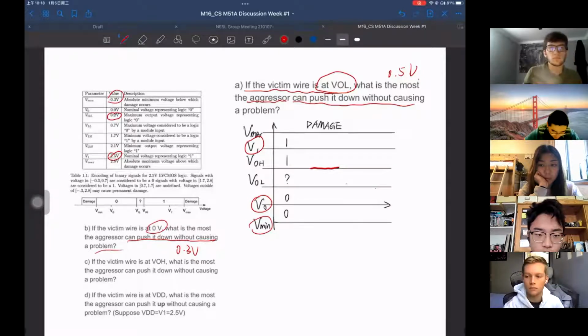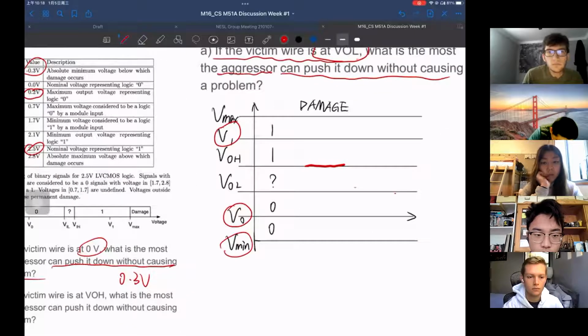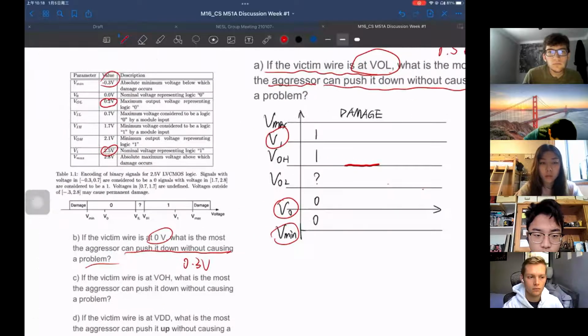I don't know what the difference between OH and IH is here, but it might be 0.4, or 0, or all the way down to the damage. I'm not sure what counts. That's a very good point.